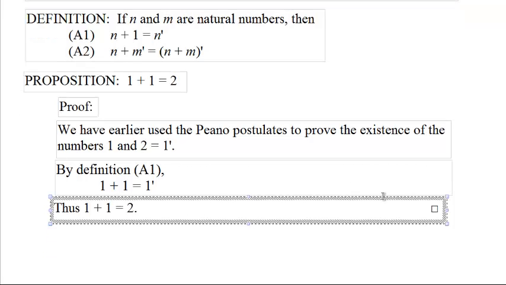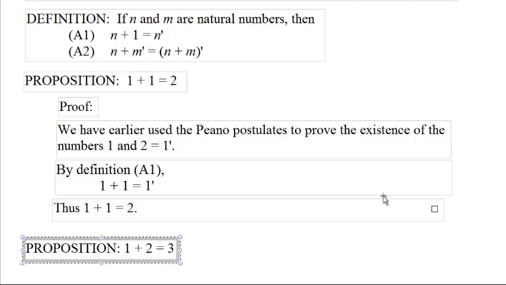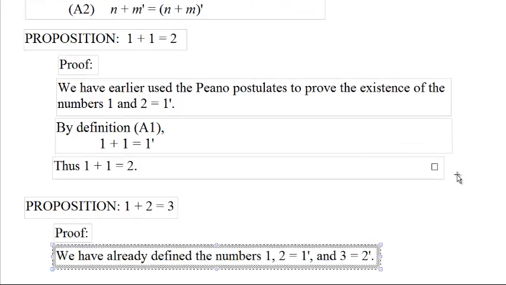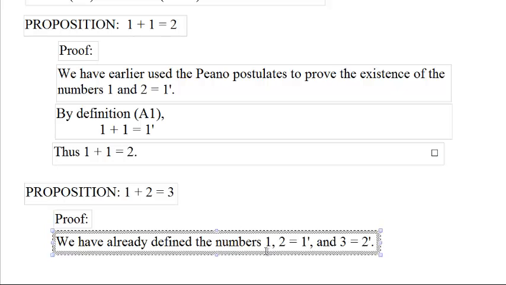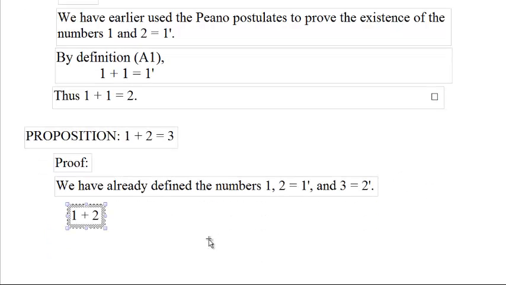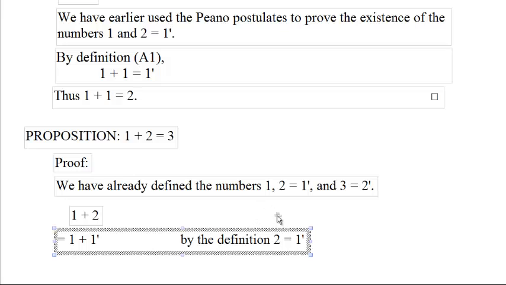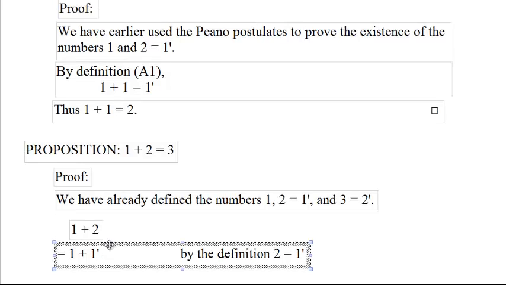Okay, let's try a harder one. Let's prove that 1 plus 2 is 3. Well, we've already defined 1, 2, and 3. 1 is the number that's given by postulate 1, 2 is the number that comes after 1, 3 is the number that comes after 2. So, 1 plus 2 is, 2 is the number that comes after 1, so we have 1 plus the number that comes after 1.